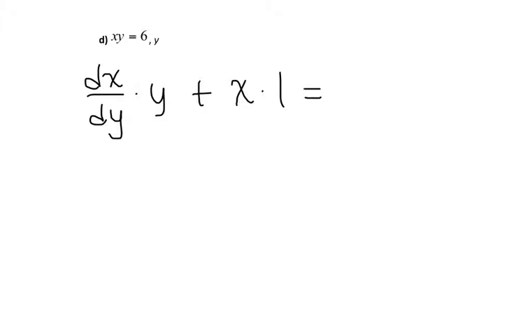Okay, again we have product rule, so we're differentiating with respect to y this time. So derivative of x with respect to y, well that's dx dy, and then we multiply it by the y, plus x times derivative of y with respect to y is just 1, derivative of 6 is 0.